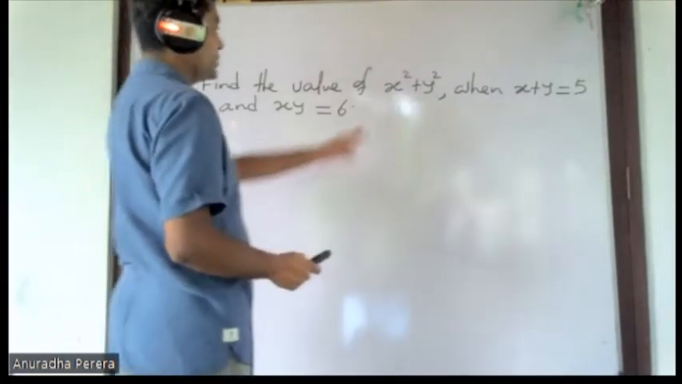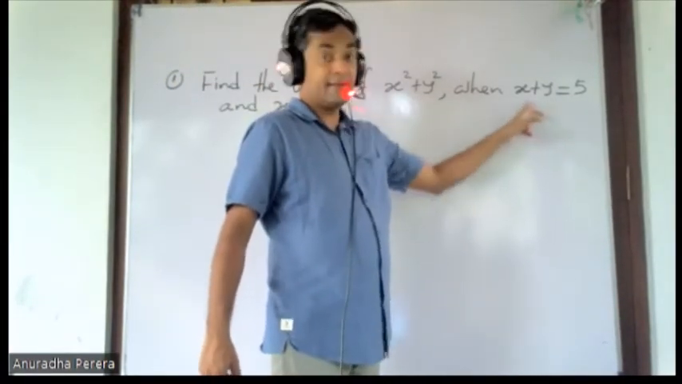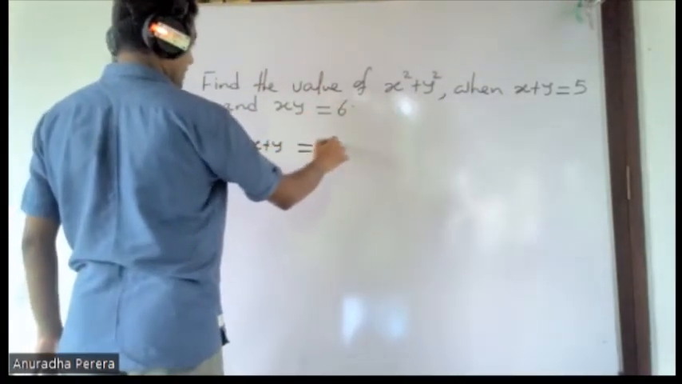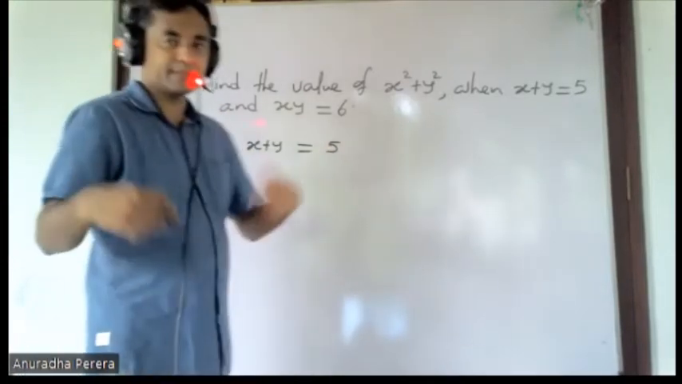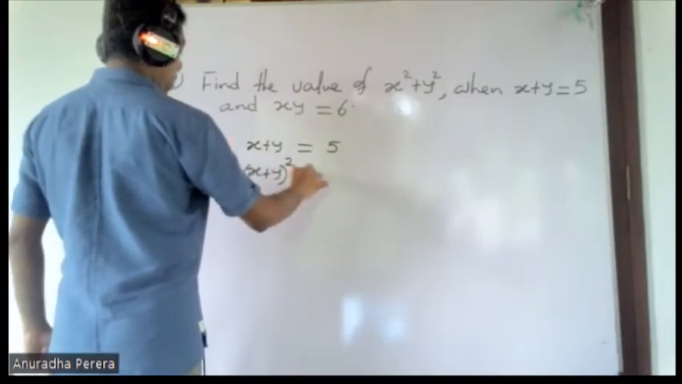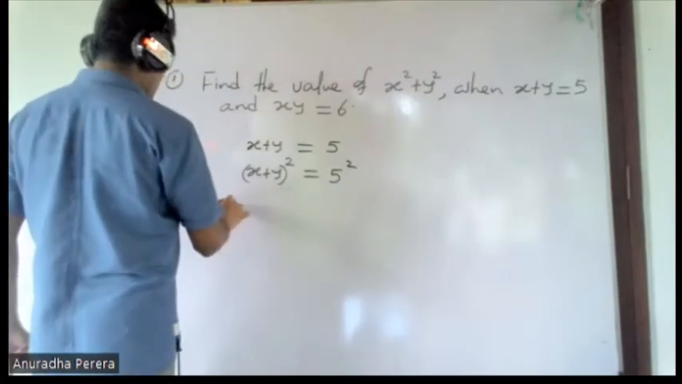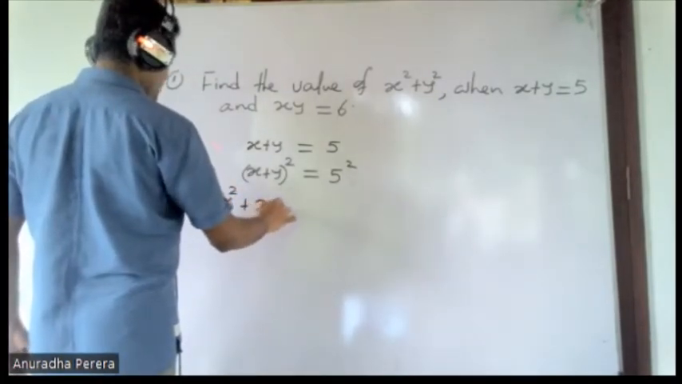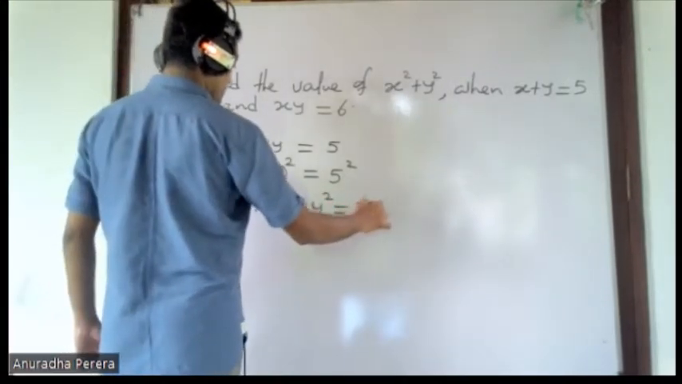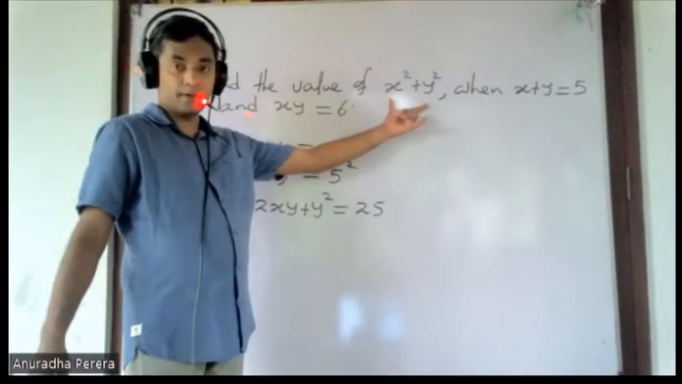We need x squared plus y squared. You can start from this relationship, x plus y equals 5. Then you can take the square of both sides. You can apply the same operation to both sides. Then expand this: x squared, 2 times the product of these two, 2xy, the square of the second term, y squared, equals 25.